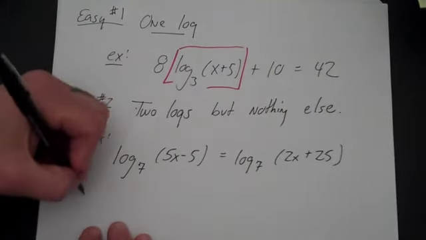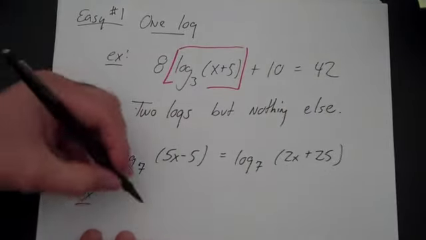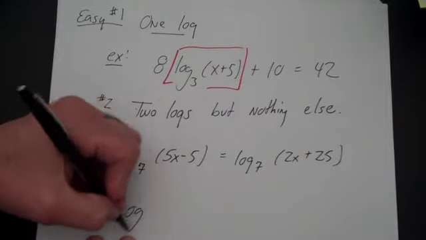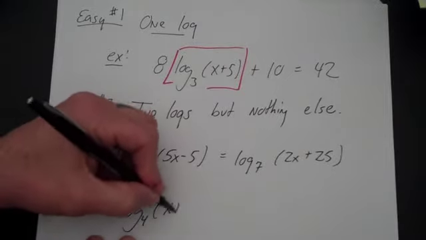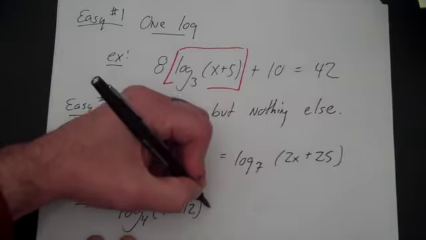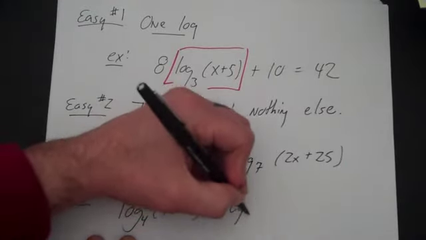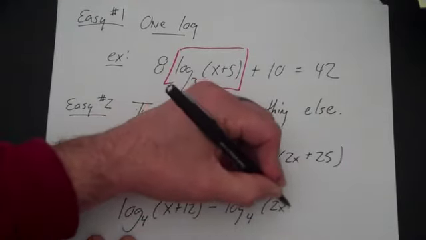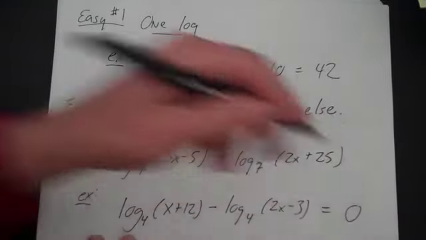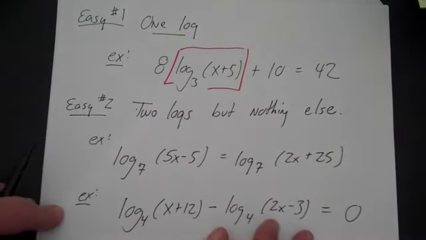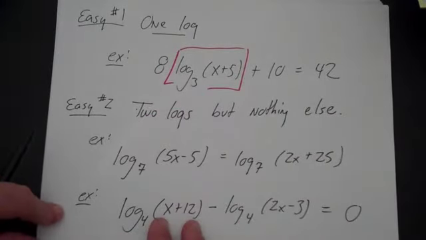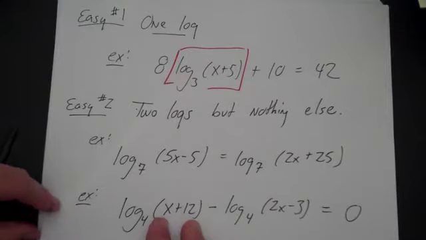Another example of this problem would be both logs on the same side and then equal to 0. So for example, log base 4 of (x plus 12) minus log base 4 of (2x minus 3) is equal to 0, because then simply you can take this log and put it on the other side. And that's also easy, and that's done in solving easy log equations number 2.